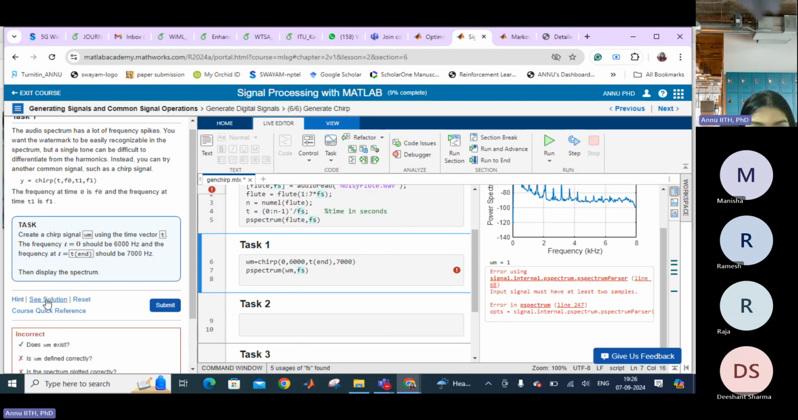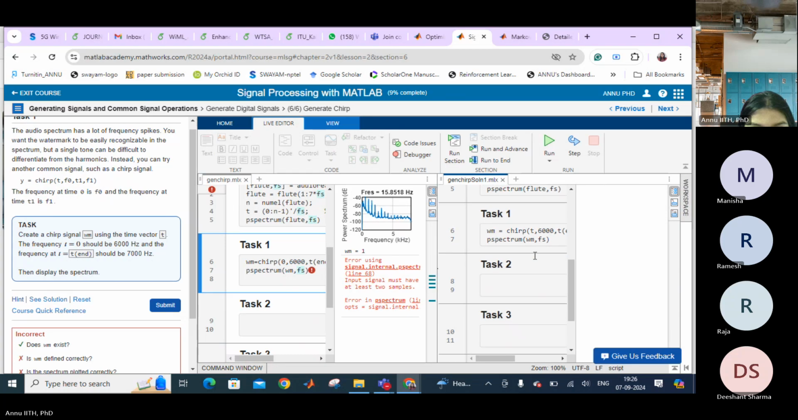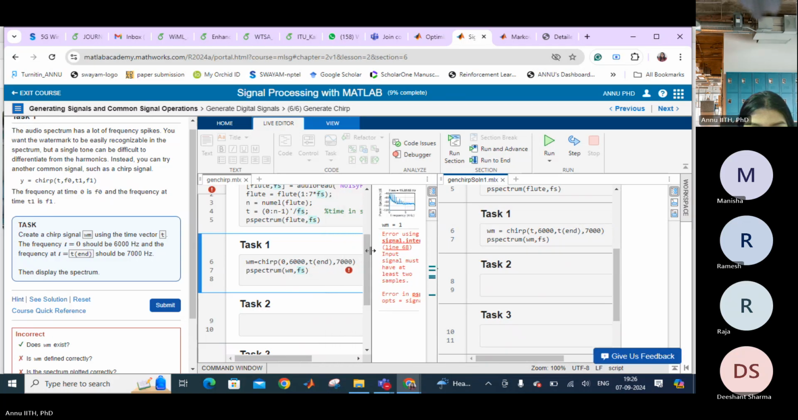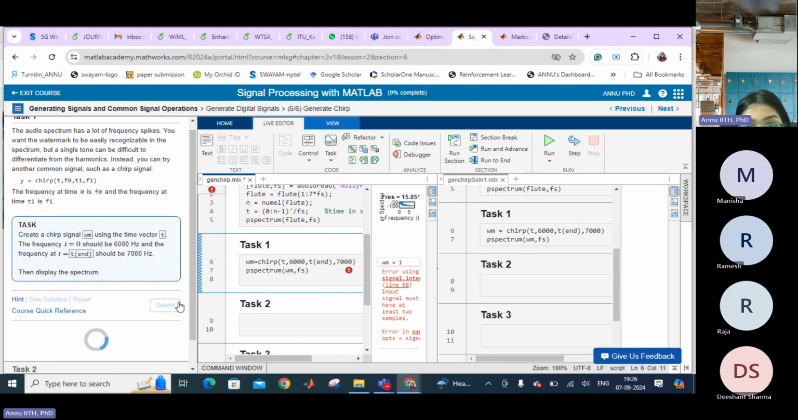Let's see the solution. Where have I made a mistake? Nowhere. It is starting at T. Oh, sorry, not like this.